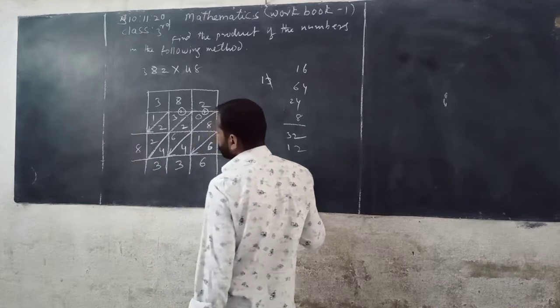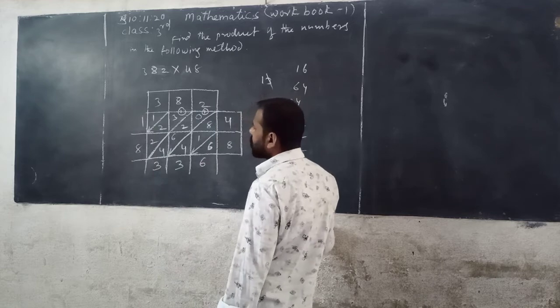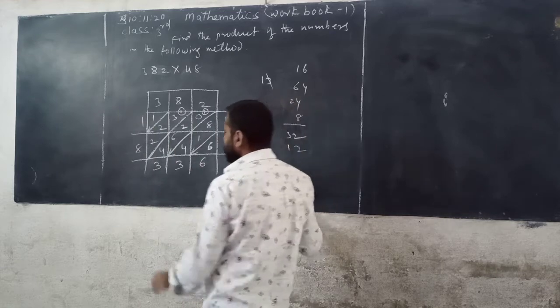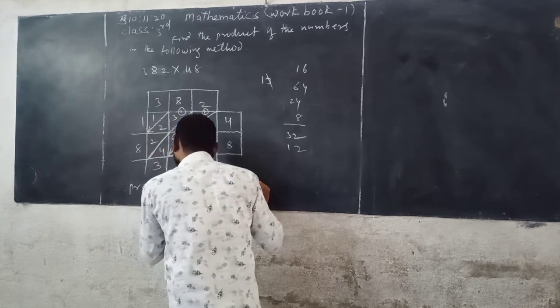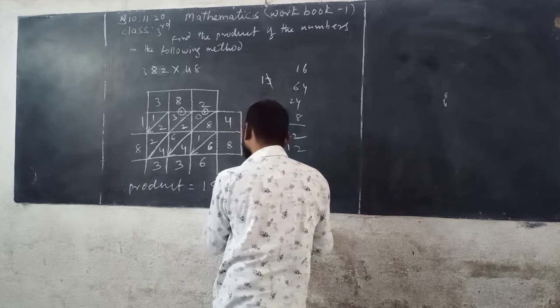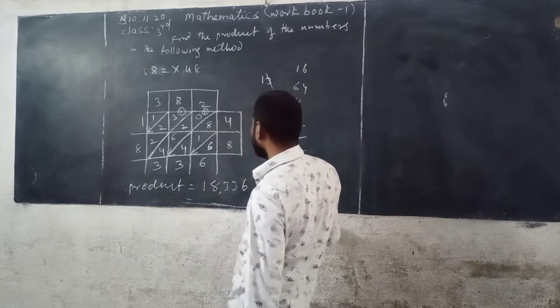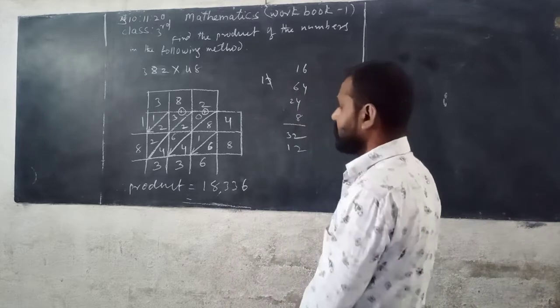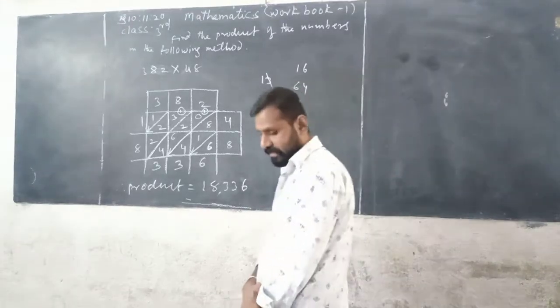Now next, you can add only this. You can write the product from left to right side. Therefore the product is equal to 18,336.